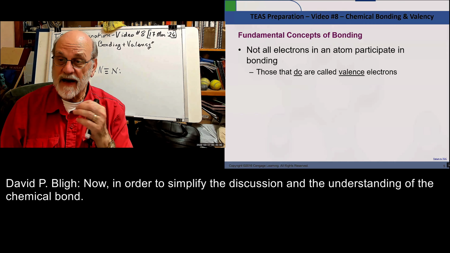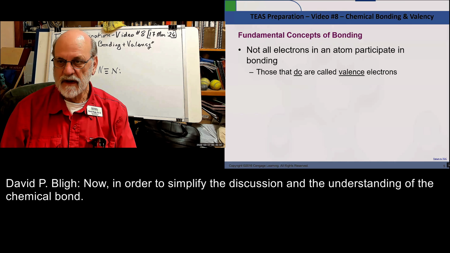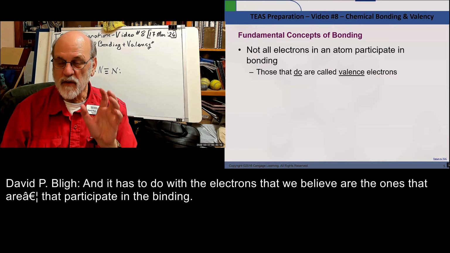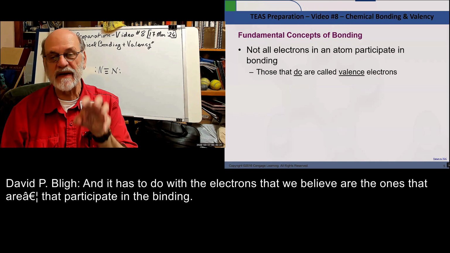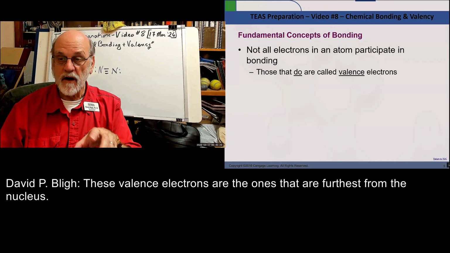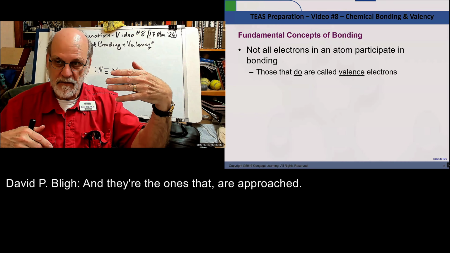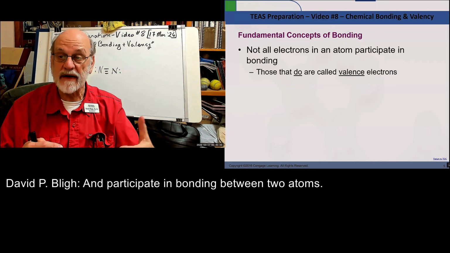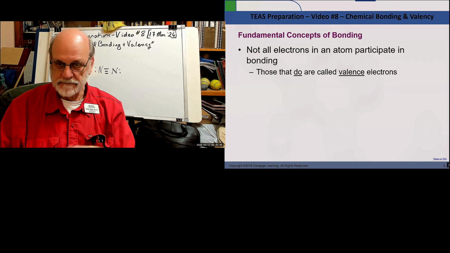Now, in order to simplify the discussion and the understanding of the chemical bond, we introduced this concept called valency. And it has to do with the electrons that we believe are the ones that participate in the bonding. These valence electrons are the ones that are furthest from the nucleus, and they're the ones that are approached and participate in bonding between 2 atoms.